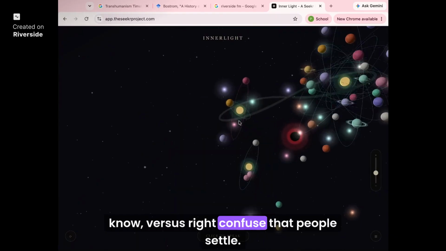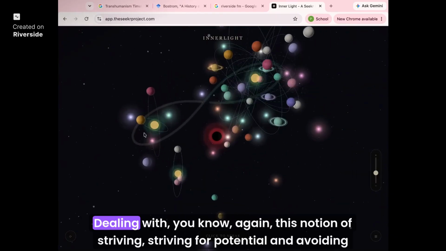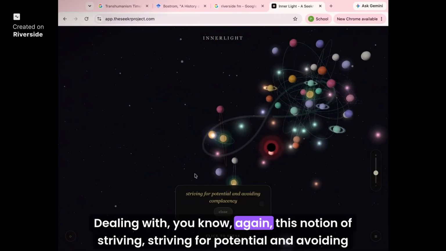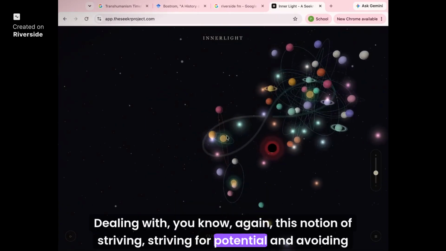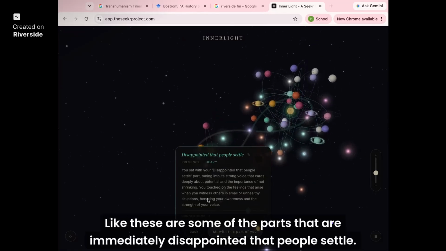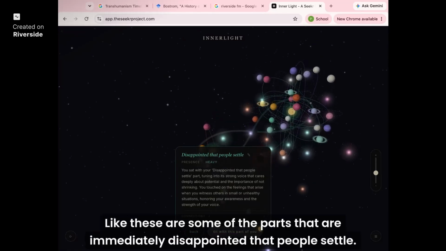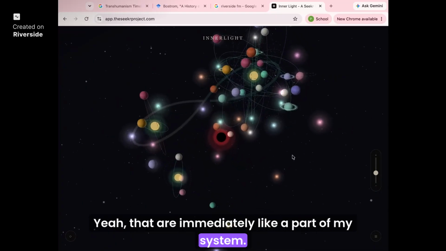And versus, right, confused that people settle. And so, dealing with, again, this notion of striving for potential and avoiding complacency, these are some of the parts that are immediately disappointed that people settle, that are immediately a part of my system.